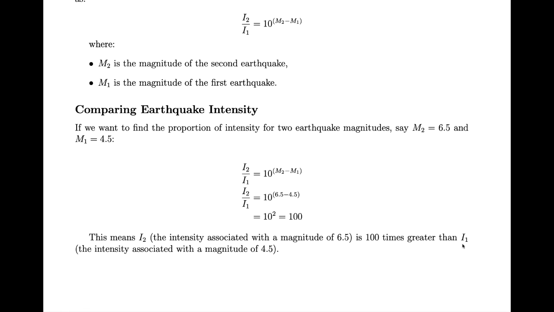So you can see the magnitude scale is 6.5 compared to magnitude scale of 4.5. It's 2 points higher, which means that you multiply by 10 twice, right? 10 squared times greater in intensity.